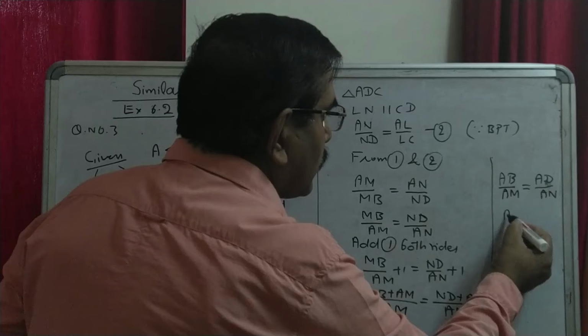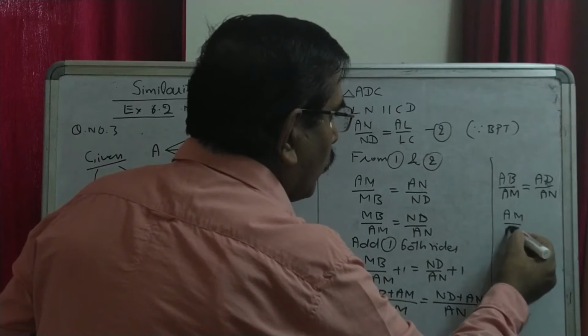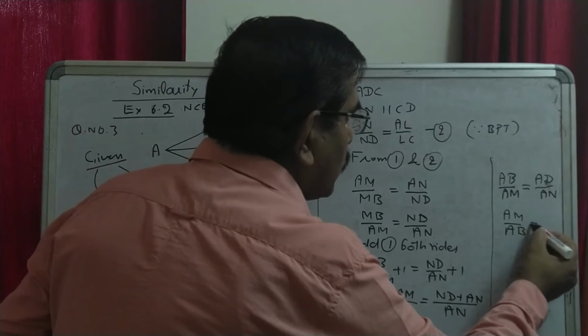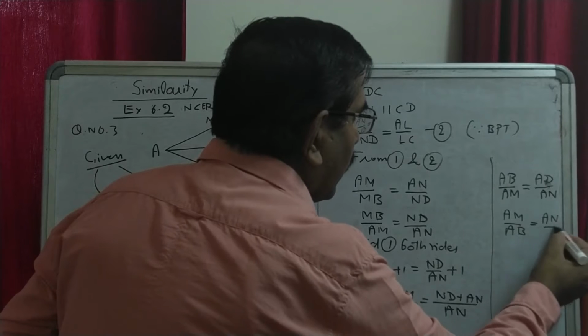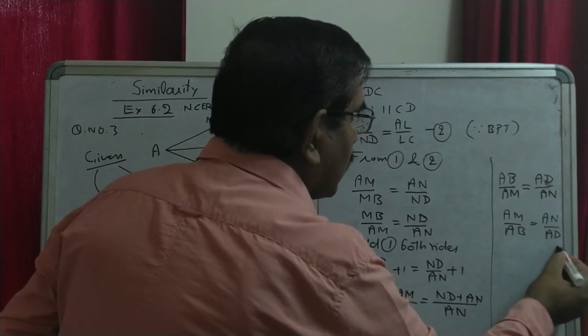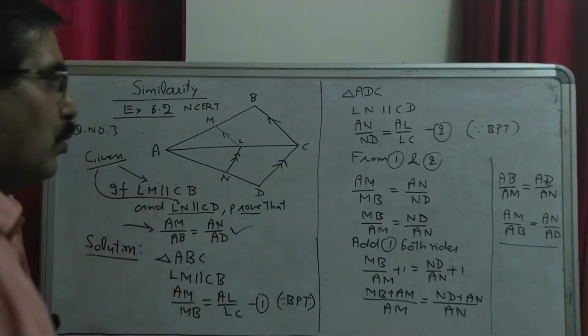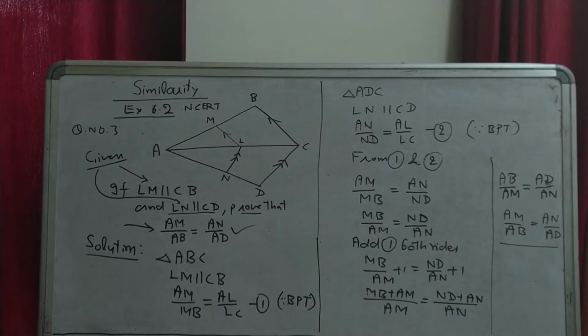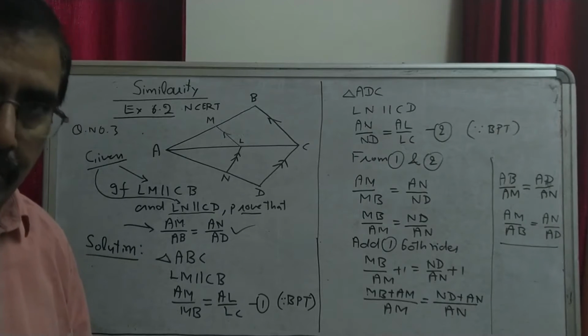Take the reciprocal of this. You get AM over AB is equal to AN over AD. So this is the result we have to prove. So this is very simple, how to use BPT in question number 3. Okay, children, have you understood it?